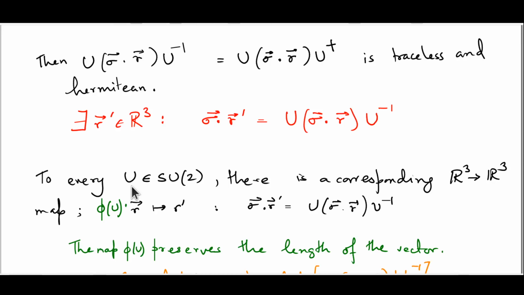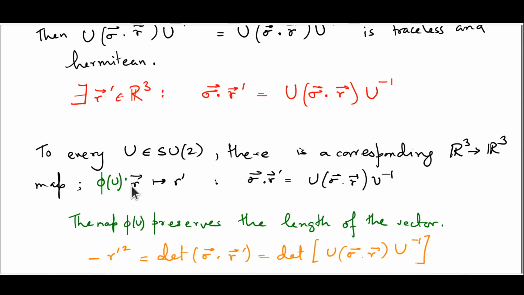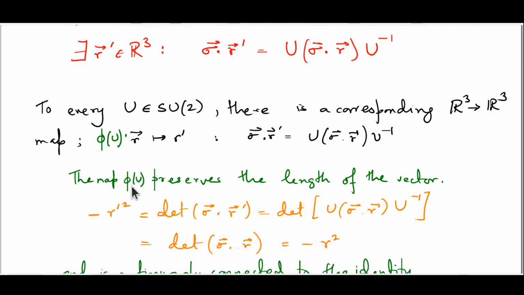This map, which I am calling phi U, carries R to R prime, of course defined by sigma dot R prime equals U sigma dot R U inverse. The important thing is the map phi U must preserve the length of the vector, simply because being a similarity transformation, this transformation which connects sigma dot R prime with sigma dot R preserves the determinant, and the determinant, remember, is the negative of the square of the length. So minus R prime square must be exactly the same as minus R square.